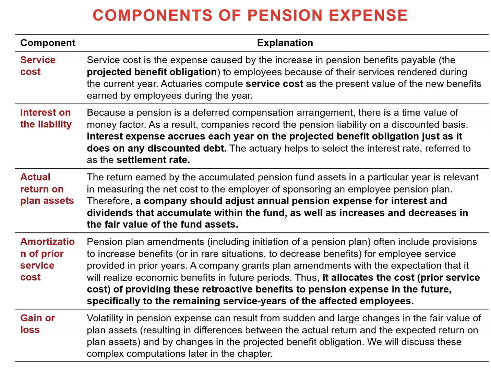Amounts of pension expense. So the employer needs to determine how much they will record as pension expense for a specific year, and there are several components that affect the pension expense. For example, the most important part of determining pension expense is the service cost. So service cost is the expense caused by the increase in the pension benefits payable or projected benefit obligations to employees because of their current year service.